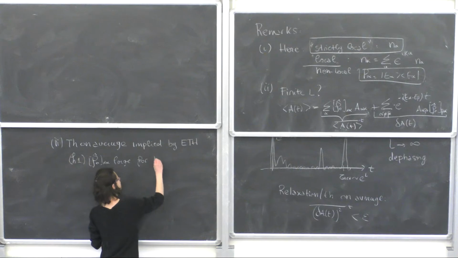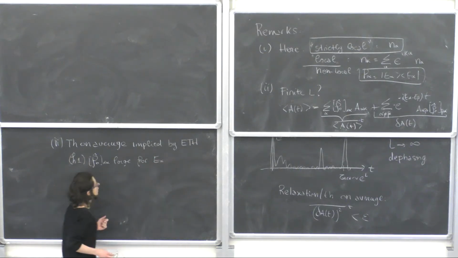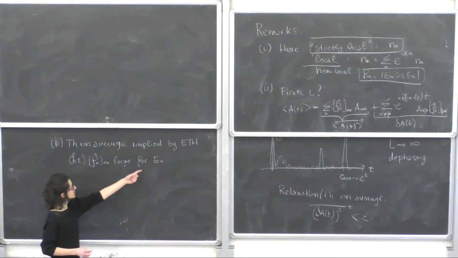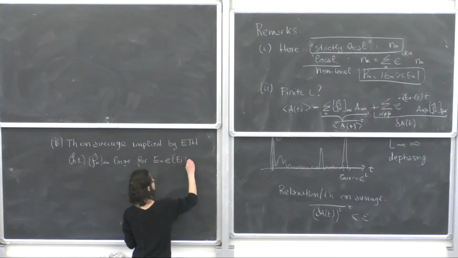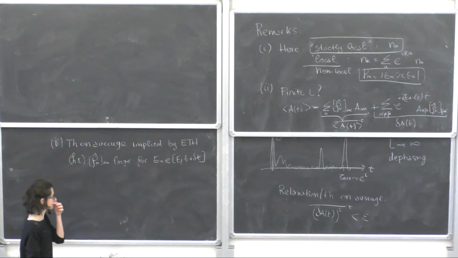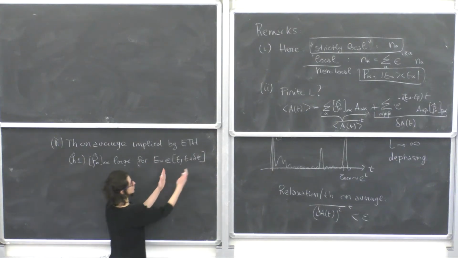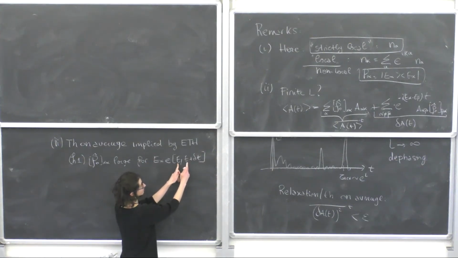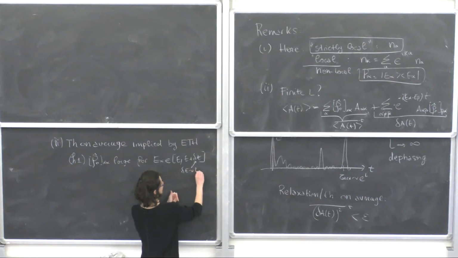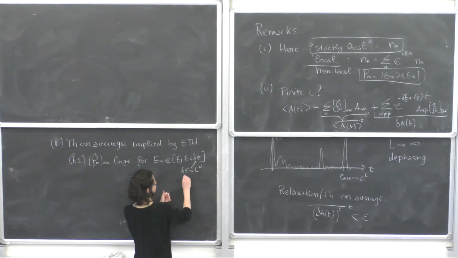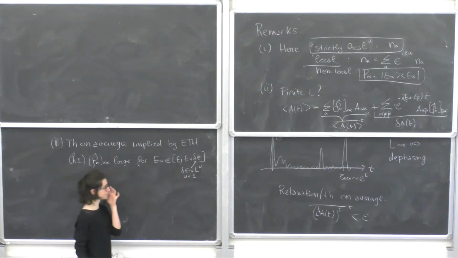for only those eigenstates such that the corresponding eigenvalue is in some energy window where the energy itself can be extensive, but this delta E is sub-extensive, so it goes like L to some power which is smaller than 1.